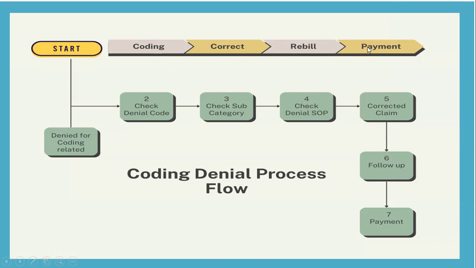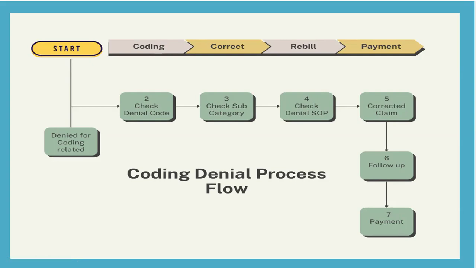I'm just breaking it down in more detail here. When I get a denial on coding, I check the denial code, check the subcategory, and check the denial SOP for what action I have to do. I do a corrected claim, then I follow up, and then I get a payment. This is what we are following now.